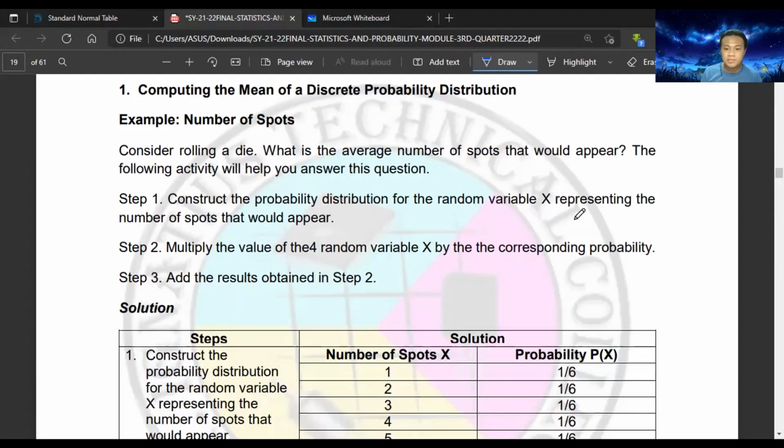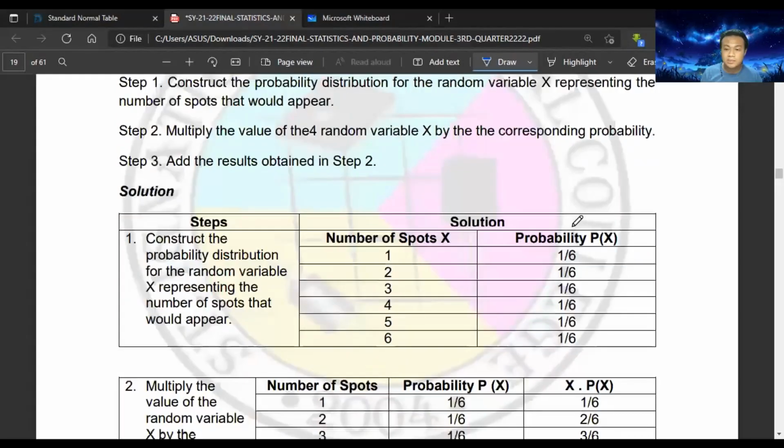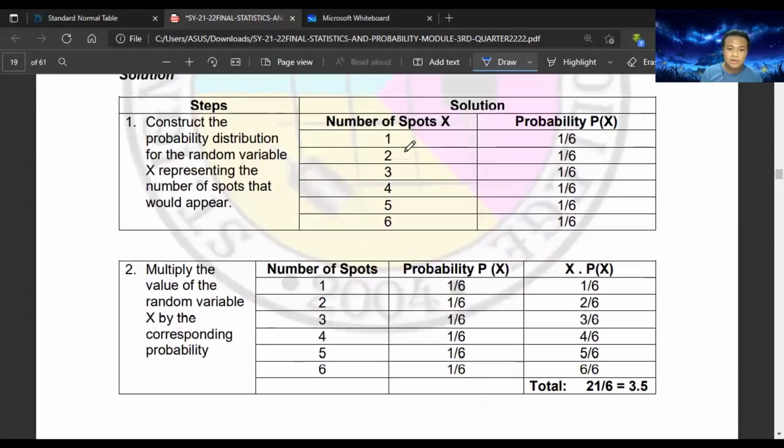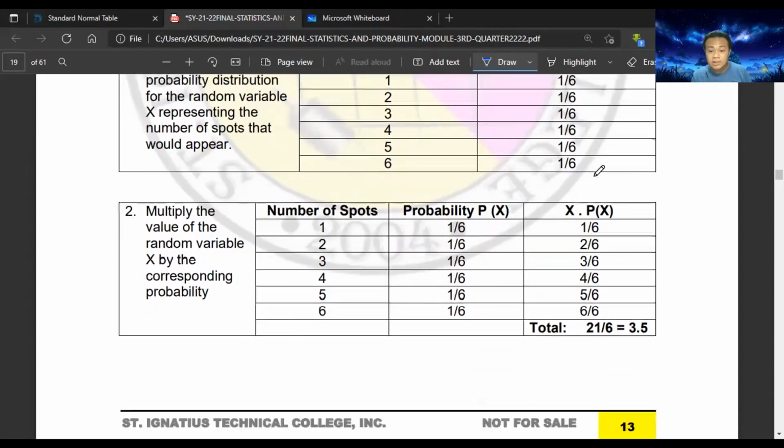So, we have the spots 1, 2, 3, 4, 5, 6, right? The 1 is called snake eyes. The probability of it appearing is 1 over 6, because it occurs only once in each roll. So, 1 over 6 is the probability.